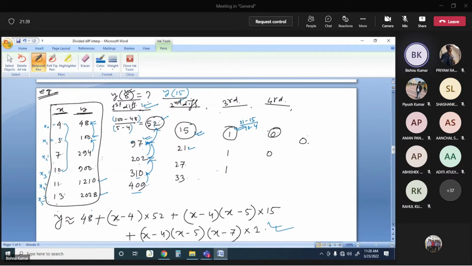And to calculate this, 27 minus 21 by 11 minus 5. And to calculate this, actually 33 minus 27 by 13 minus 7. All three values are 1. Is it clear?